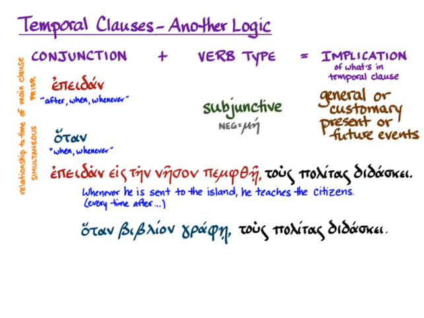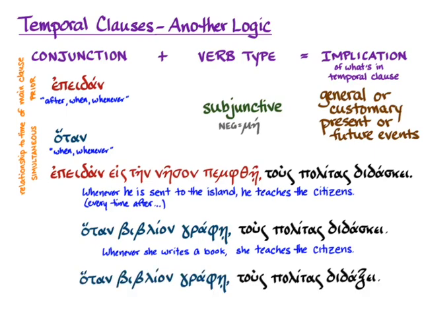And here it's simultaneous action. So whenever she writes a book, she teaches the citizens every single time. That's the idea there. Customary action in the present. And similarly, hotan biblion graphē, tous politas didaxei. This is with the future. So we get, whenever she writes a book, she will teach the citizens. So I hope all these examples show you that it's really fairly simple to deal with temporal clauses.